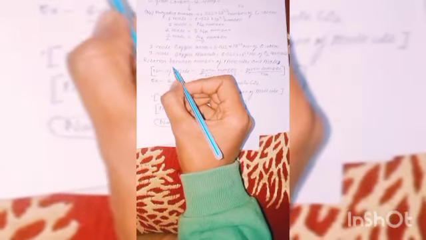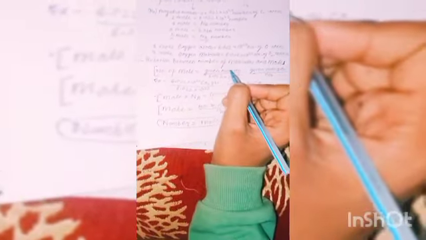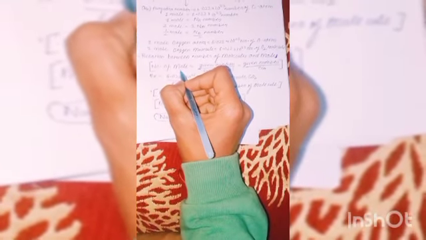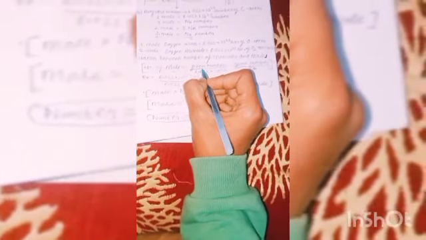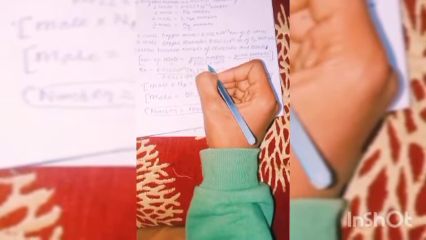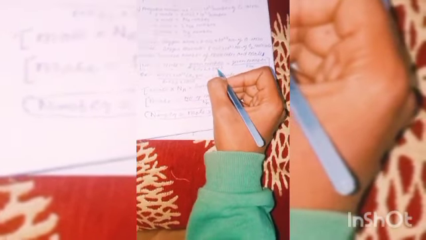Now to another part, the relation between number of molecules and moles. How can we find the number of moles from the number of molecules? For finding the number of moles, we have to divide the given number of molecules by the Avogadro number, which is basically 6.022 into 10 to the power 23.